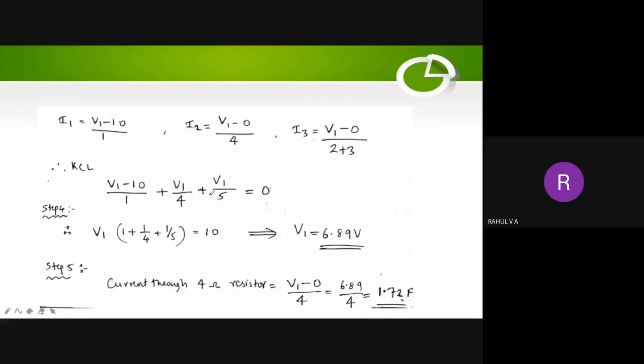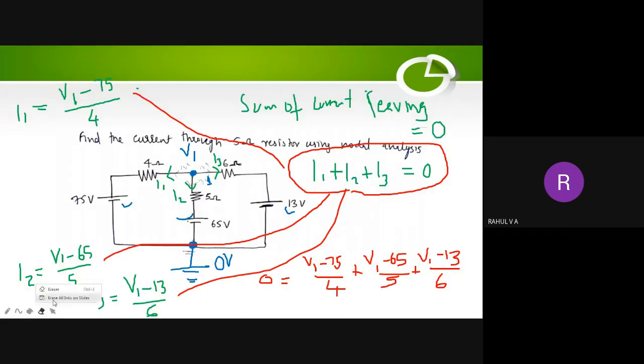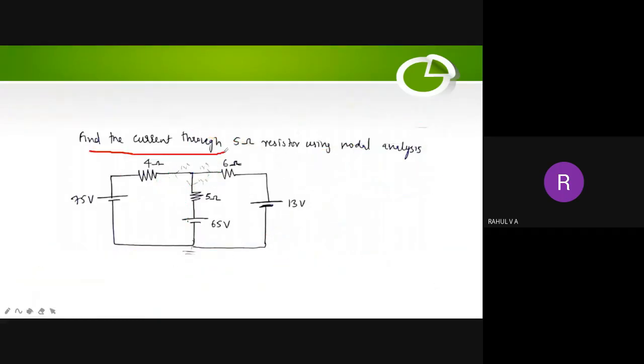And then you go back to the question and find what is the actual question. Okay, we just have applied nodal analysis, now search for what the actual question says. Find the current through 5 ohm resistor. So we have to find out this current. That is nothing but your I2.